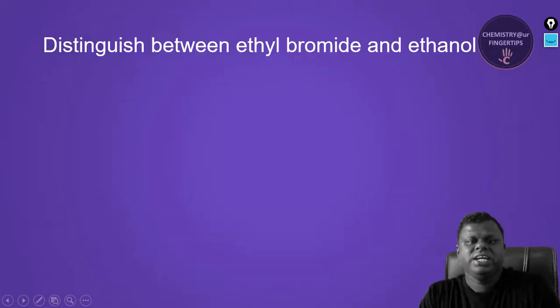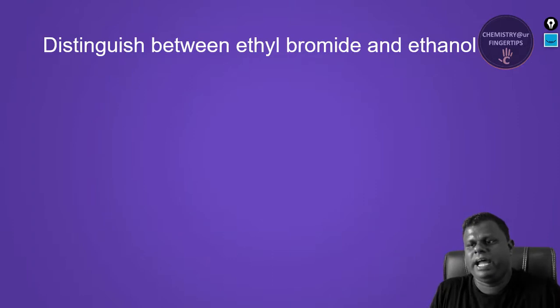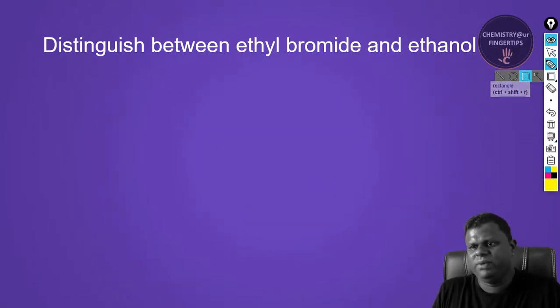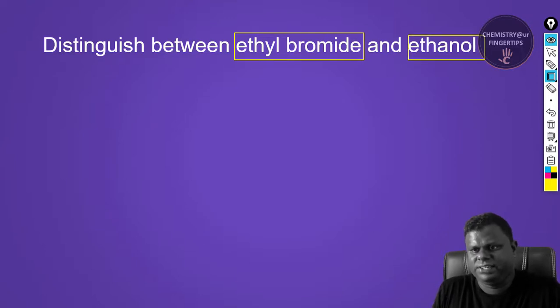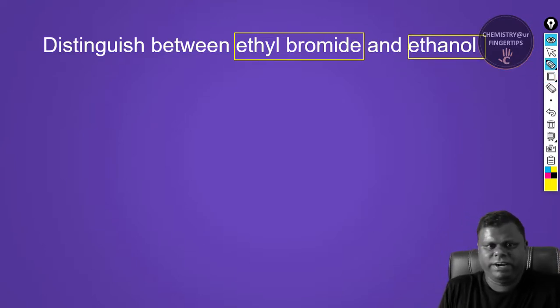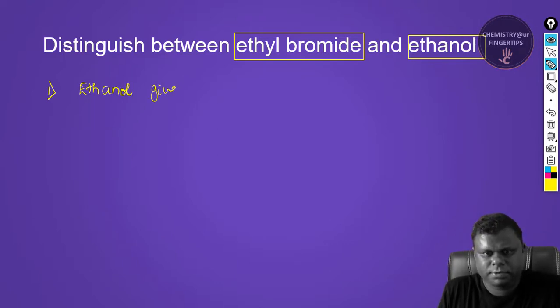So now the next is distinguish between ethyl bromide and ethanol. Okay. Again, very simple and very easy. It's an alkyl halide, and it's basically an alcohol, right? So the first distinguishing feature is, ethanol gives iodoform test. Okay, ethanol gives iodoform test. What is iodoform test? I hope you know.